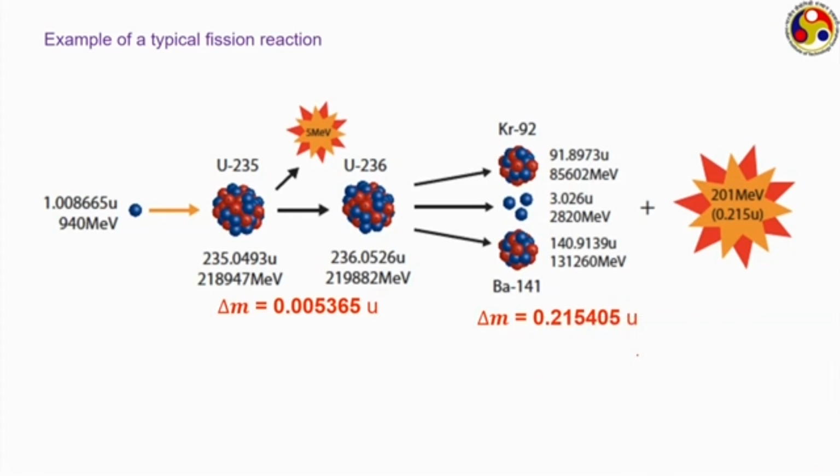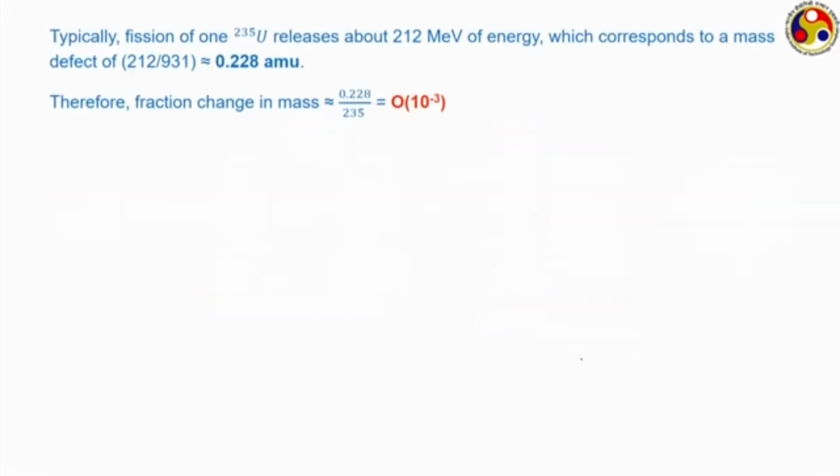So, combining all this energy release from the direct reaction or later decay of the products here, we generally get approximately 212 MeV of energy by the fission reaction of one U-235 nucleus. Typically, fission of one U-235 releases 212 MeV of energy, which I just mentioned. If we divide this value by 931, we get the corresponding mass defect as 0.228 AMU. Therefore, the fractional change in mass is 0.228 divided by the atomic mass of uranium, and it comes out to be of the order of 10 to the minus 3.